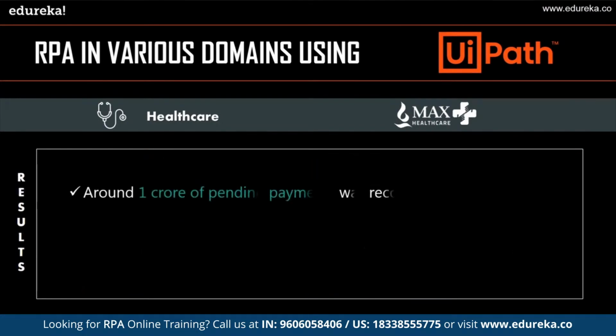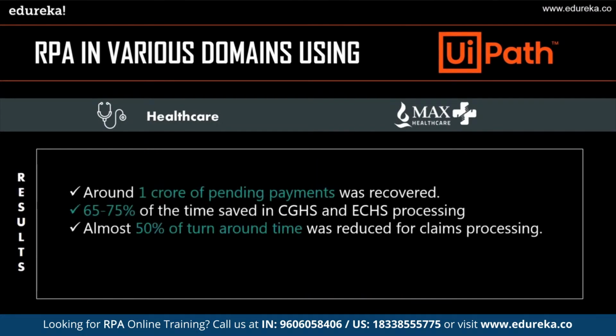So the results of Max Healthcare using UiPath was that around 1 crore of pending payments were recovered. Around 65 to 75% of the time was saved in CGHS and ECHS processing, and almost 50% of turnaround time was reduced for claim processing. So that's how, guys, RPA is used in the healthcare industry.